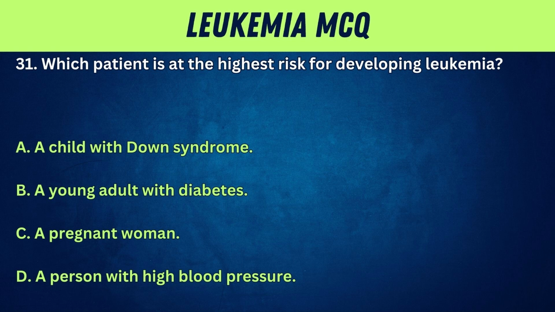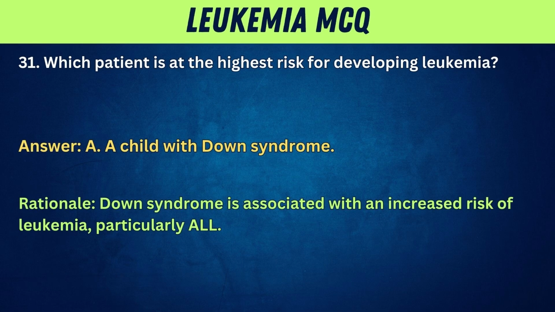31. Which patient is at the highest risk for developing leukemia? A. A child with Down syndrome. B. A young adult with diabetes. C. A pregnant woman. D. A person with high blood pressure. Answer: A. A child with Down syndrome. Rationale: Down syndrome is associated with an increased risk of leukemia, particularly ALL.